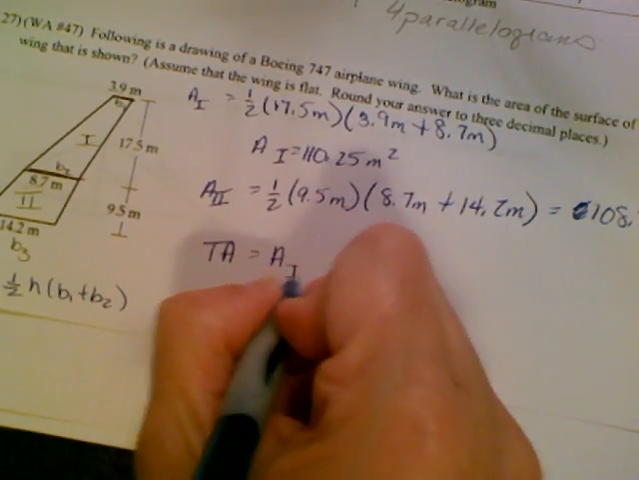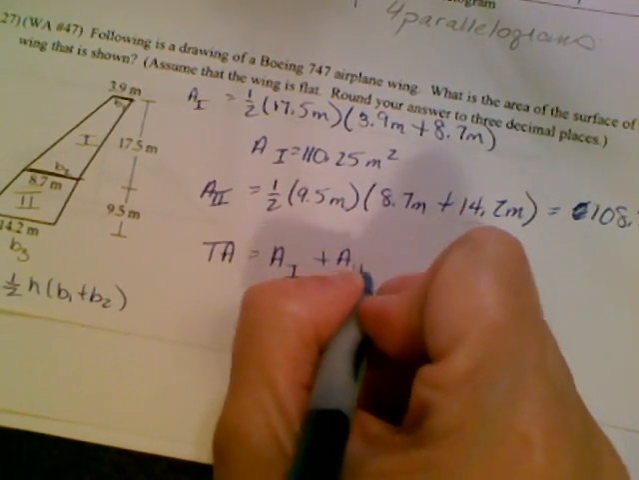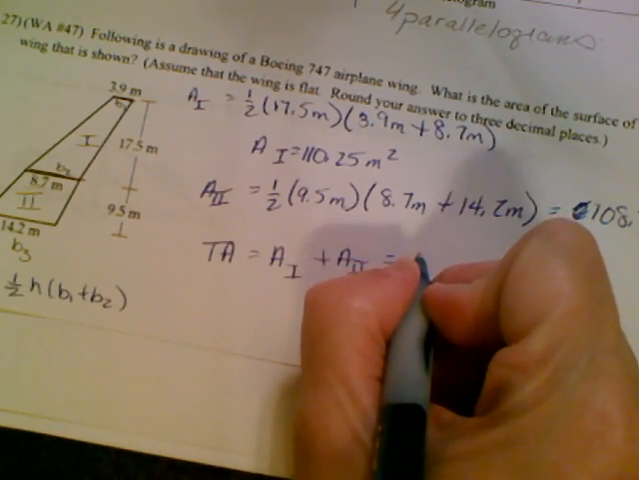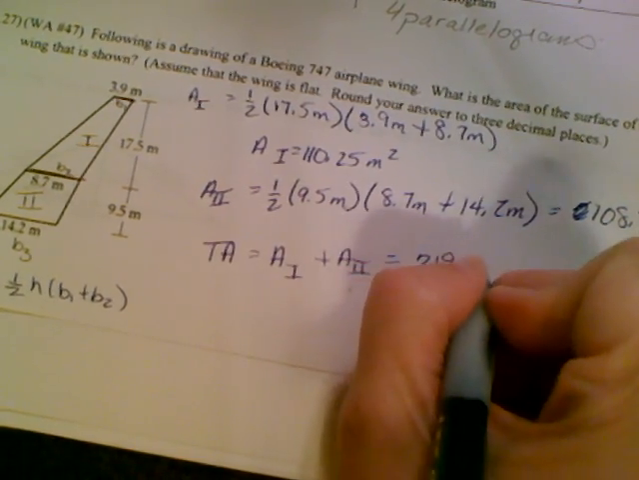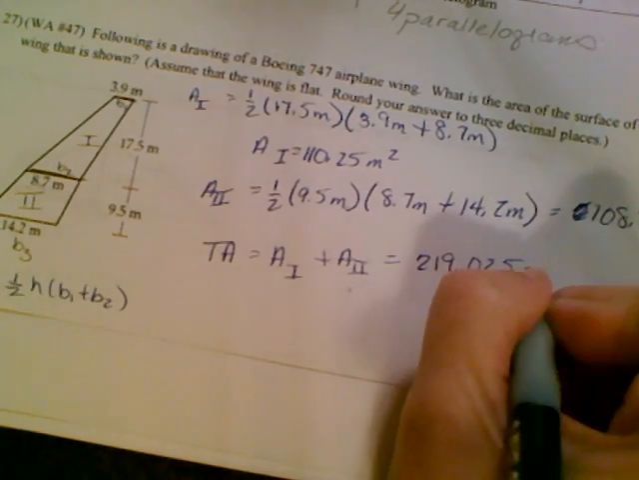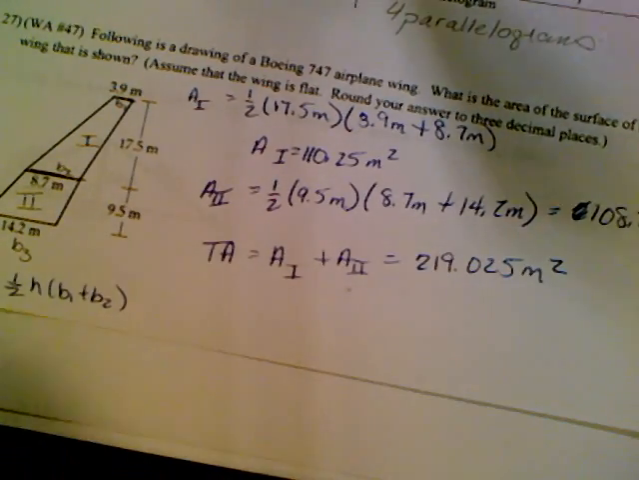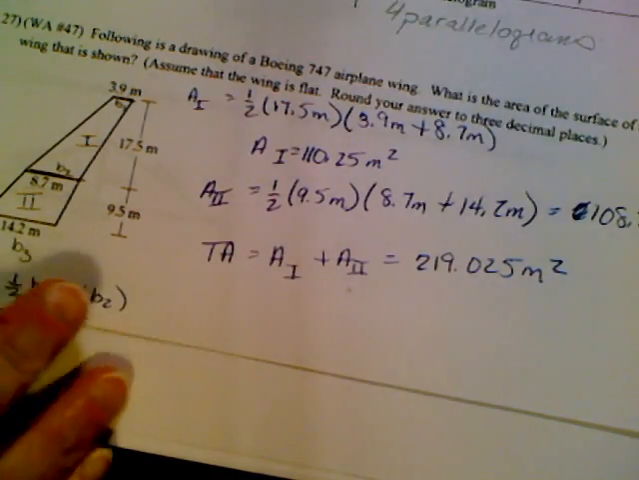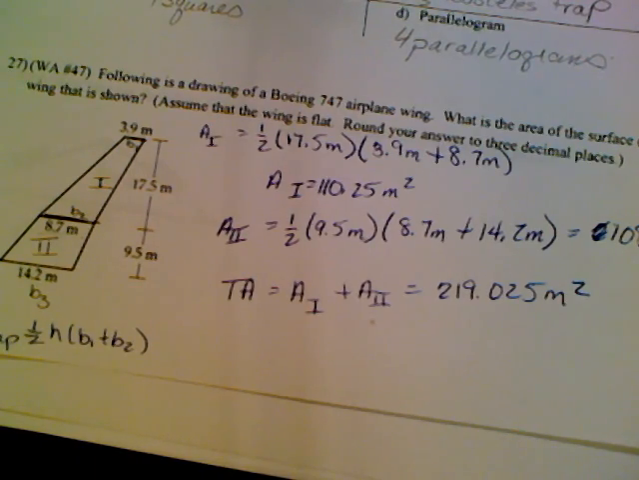So that's A1 plus A2, which gives us a total area of 219.025 meters squared. All right, that is going to end the lecture on 10.2.